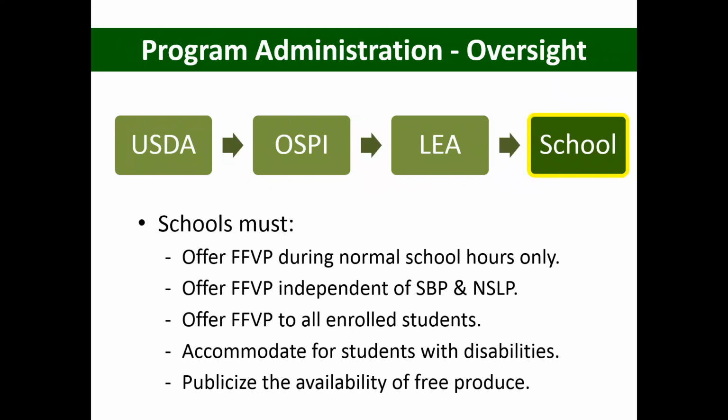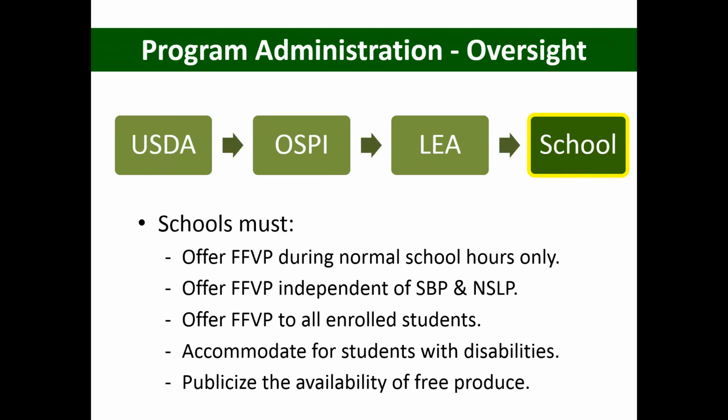Okay, program overview of the Fresh Fruit and Vegetable Program. It starts with USDA, comes to OSPI, goes out to you and out to the individual schools. This is an individual school program as opposed to a district program. So when you receive apportionment for your district, it's per school, and you need to utilize the funds that are approved for each school only for that school. You can't mix and match, okay?